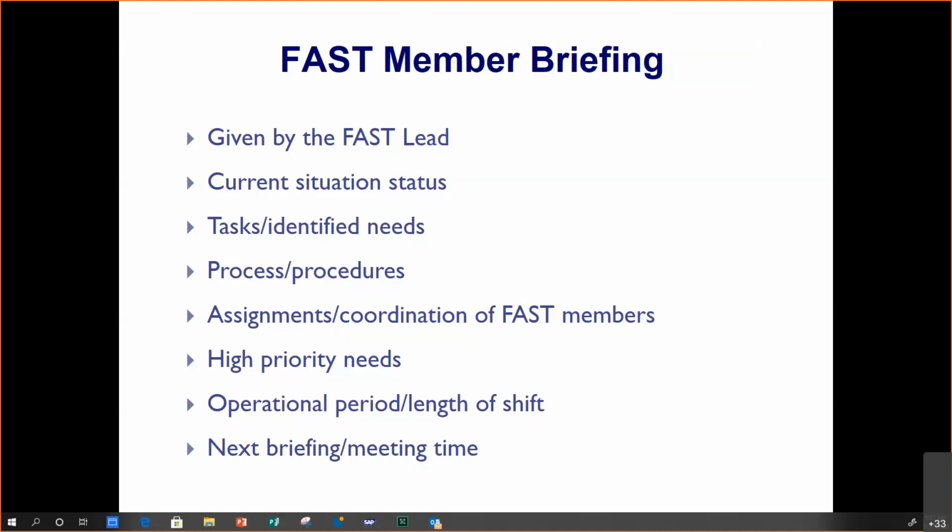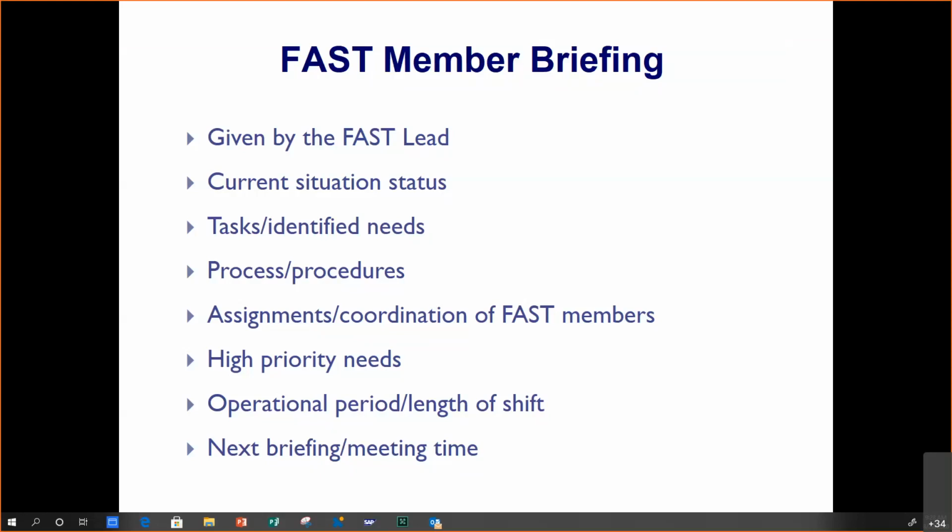Mostly that's just if there's going to be a change. Your first briefing will probably be your longest. Subsequent briefings will probably be shorter because once you understand the process and procedures and any change, that's usually going to be just on your initial briefing. You'll get any specific assignments or any kind of coordination that you may have to do during the shelter, any high priority needs or high priority situations the team lead will cover, and also what your shift length should be, basically the operational period of what your shift is going to be.